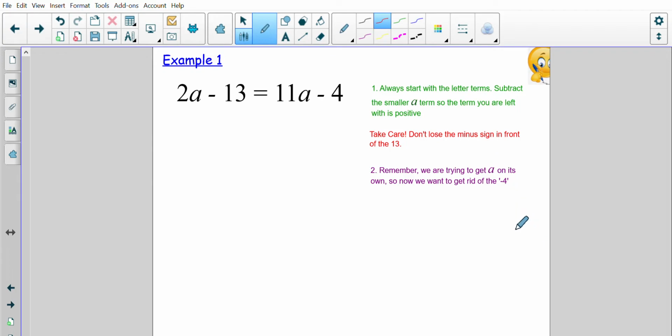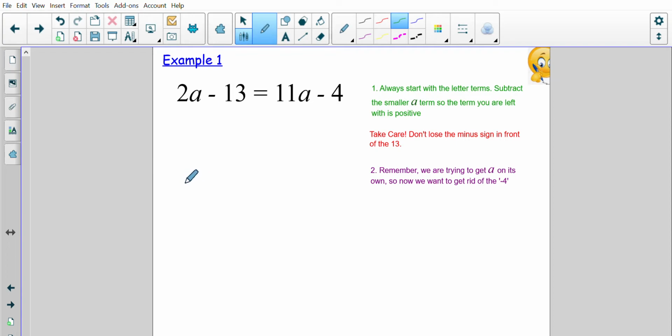Okay, let's write another example down into our exercise book. So again, you can print the note sheet to write on and stick in your book, or you can write this straight into your book. And we've got some important notes down the side here. Okay, so we can see I've got a terms on both sides here and numbers on both sides, and the strategy is I want to get all the a terms on one side and all the numbers on the other.